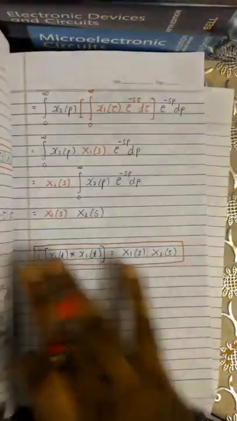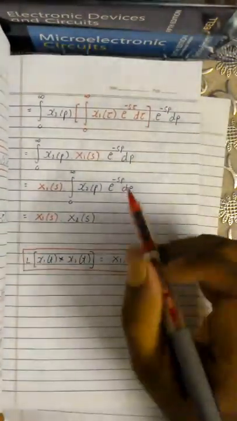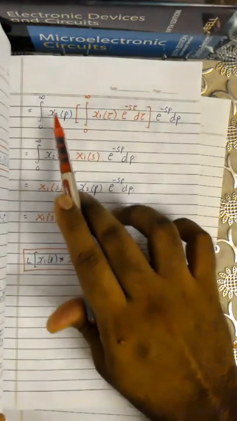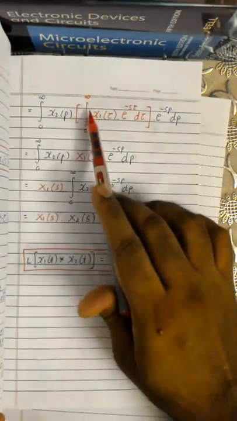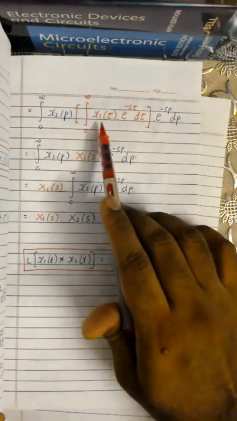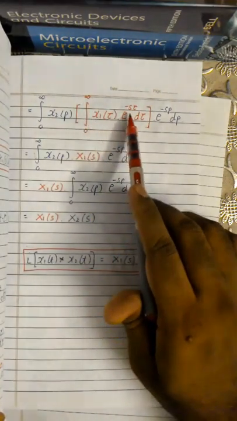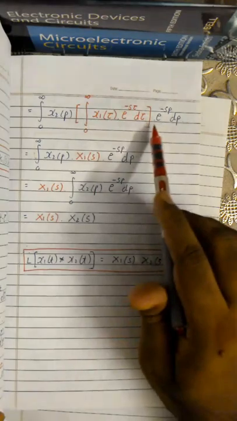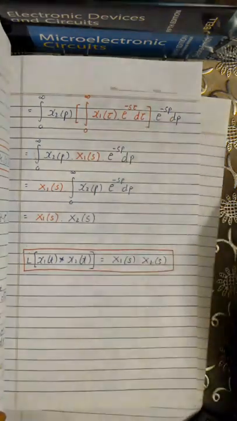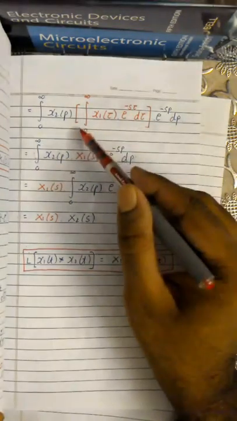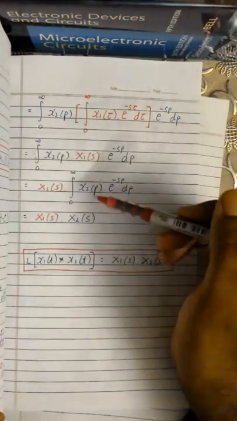integral 0 to infinity x2 of p into integral 0 to infinity x1 of tau into e raised to minus s tau d tau into e raised to minus sp dp. So we all know what this is, right?